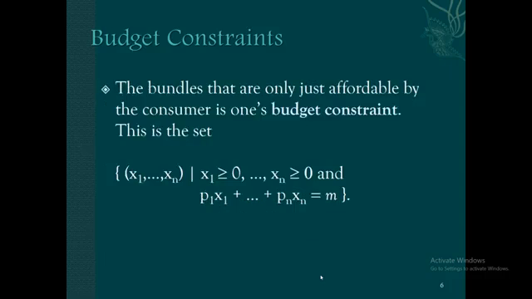Now, if that is the case, then the bundles that are just affordable by the consumer form the budget constraint, and this set is the set of (x1, ..., xn) such that x1 is greater than or equal to 0, x2 is greater than or equal to 0, and so on up to xn greater than or equal to 0. This is simple: you have a non-negative value for every commodity which is available in the set.